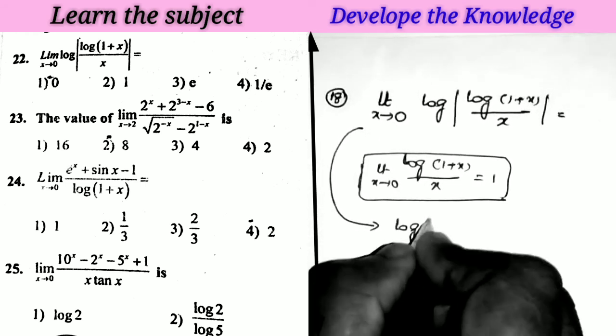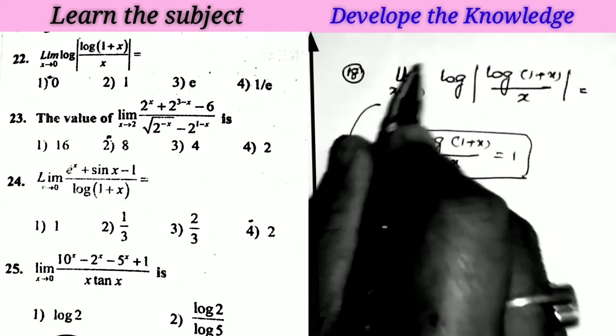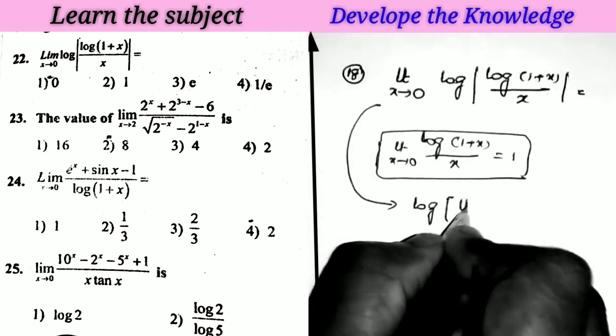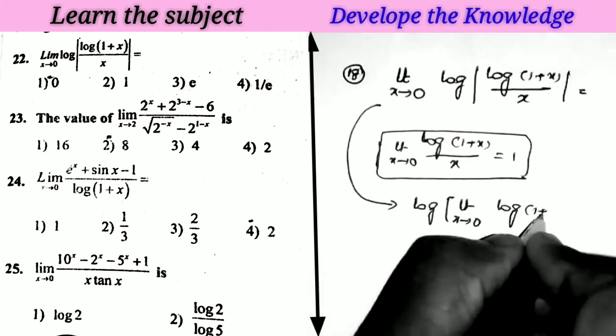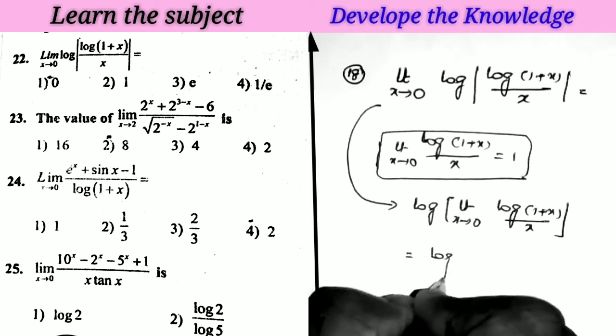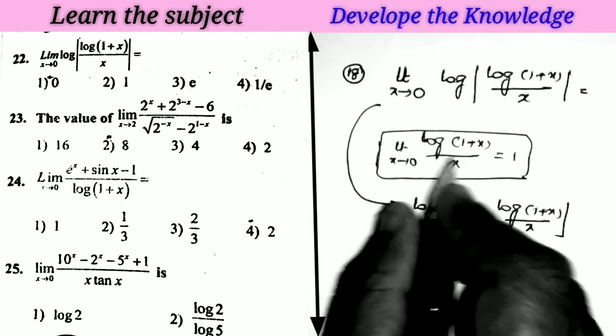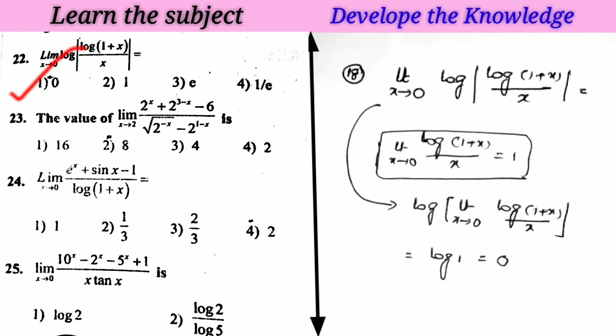First we take the logarithm and apply the limit inside, writing the limit value inside of the logarithm. That is log of limit x tends to 0 log of (1 plus x) by x. And this is equal to log 1, since this total value is equal to 1, direct formula. And what is log 1? Log 1 is equal to 0. That's all. This is the answer and this is the first option.